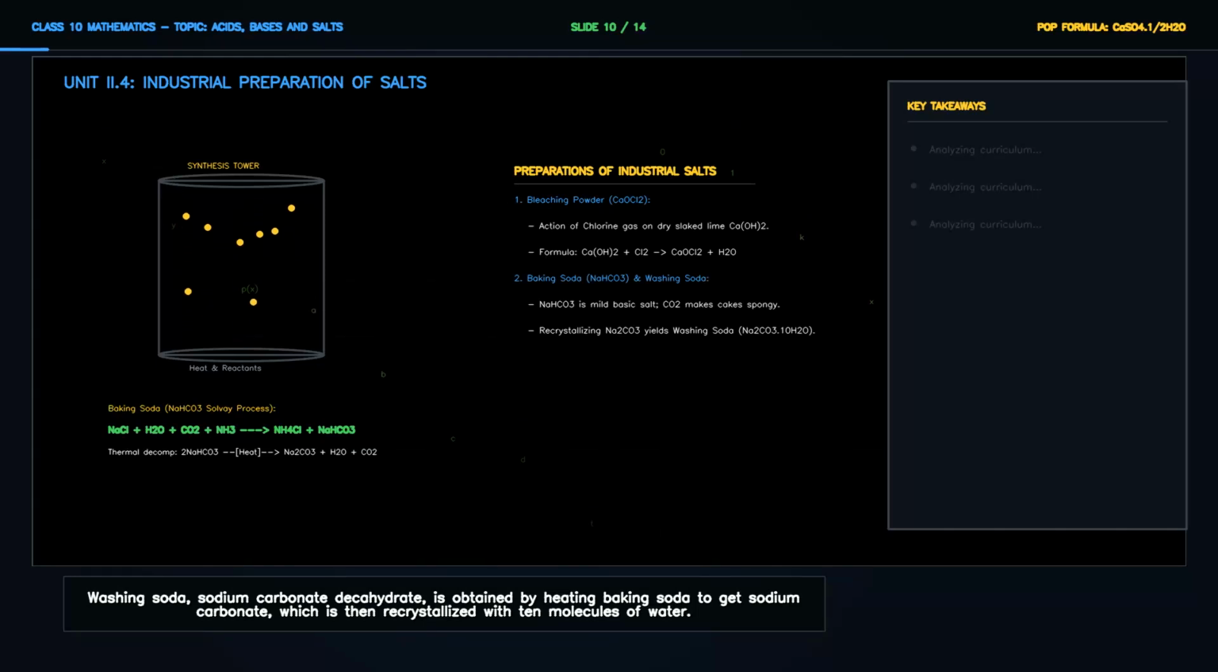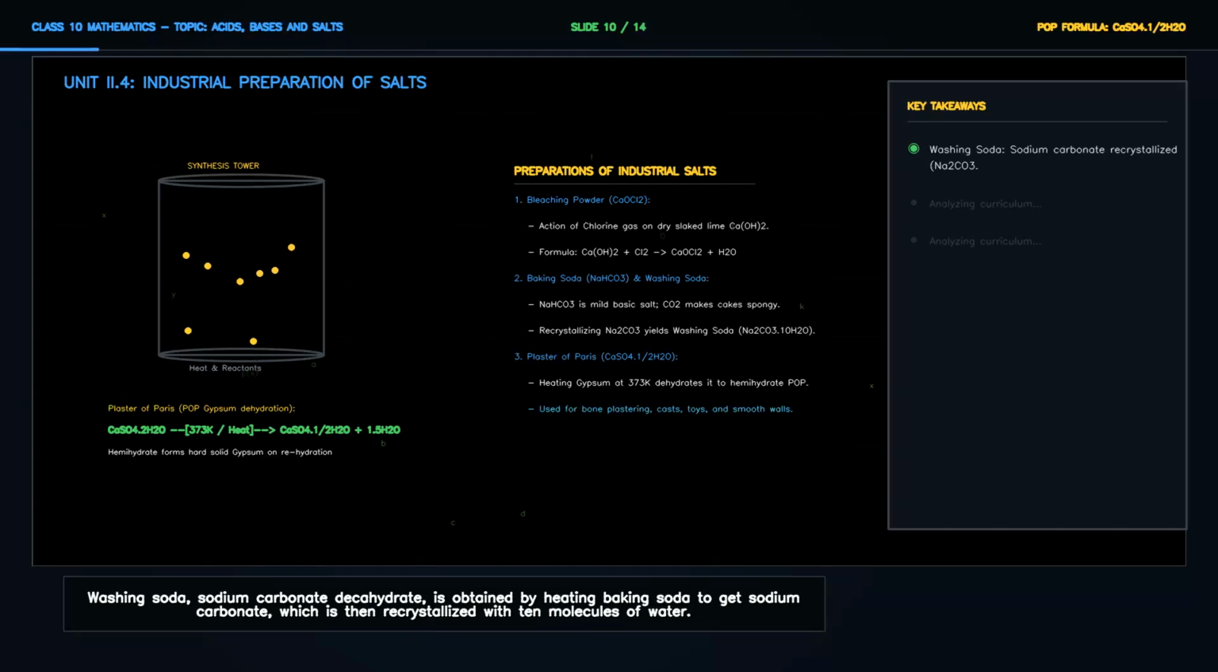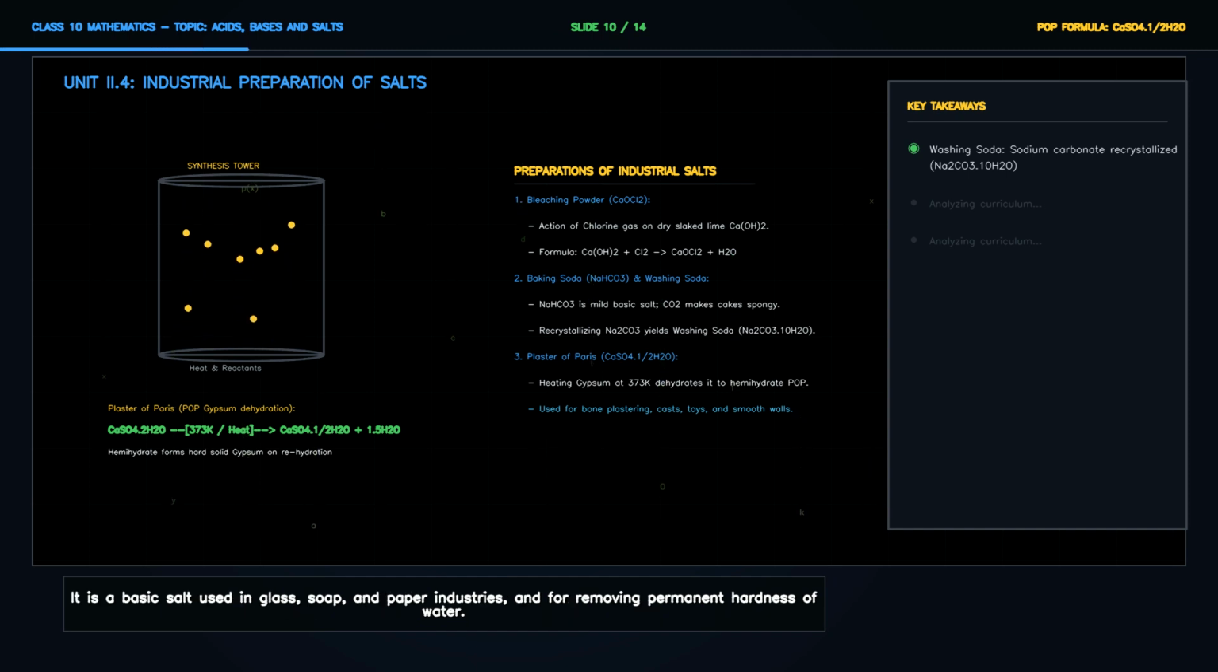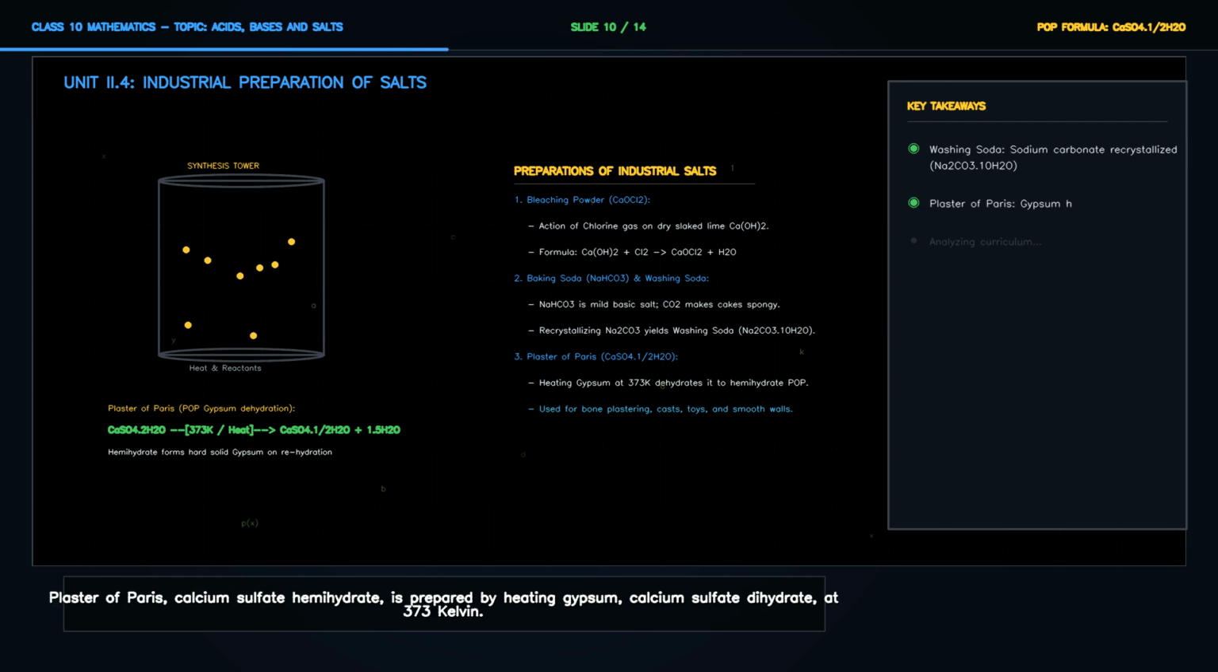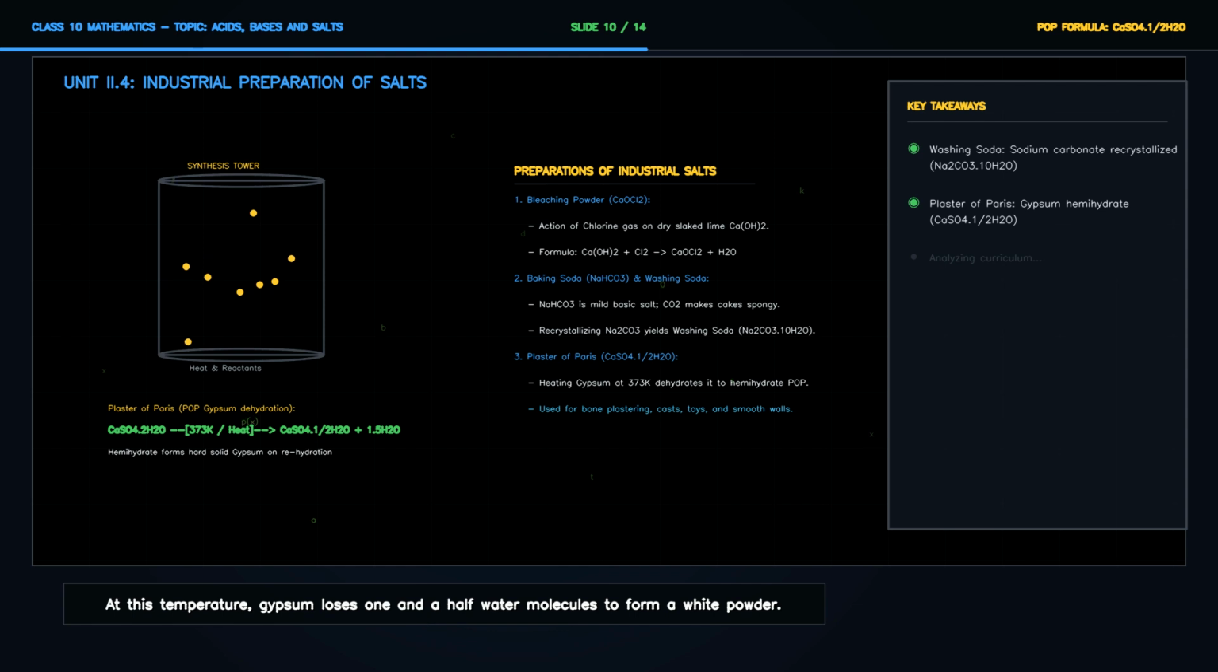Washing soda, sodium carbonate decahydrate, is obtained by heating baking soda to get sodium carbonate, which is then recrystallized with 10 molecules of water. It is a basic salt used in glass, soap, and paper industries, and for removing permanent hardness of water. Plaster of Paris, calcium sulfate hemihydrate, is prepared by heating gypsum, calcium sulfate dihydrate, at 373 Kelvin.